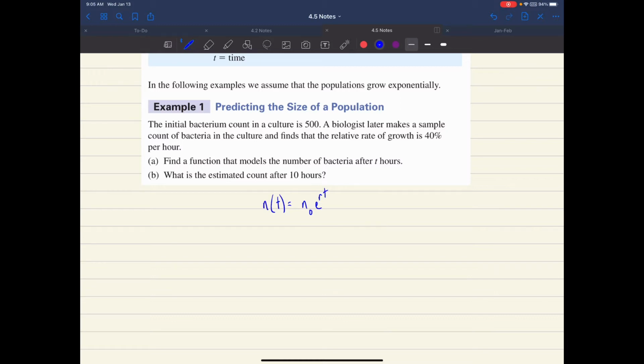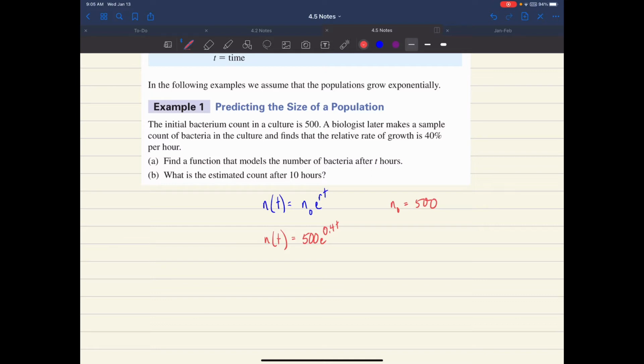All right, so what is the initial count? Well, it tells you the initial count is 500. So N sub 0 is 500. And what else do we need? So we're going to have e and the rate. It says the rate of growth is 40%. So we convert that to a decimal and then put it in the exponent. So 0.4t. So your growth model right there is 500 e to the 0.4t.